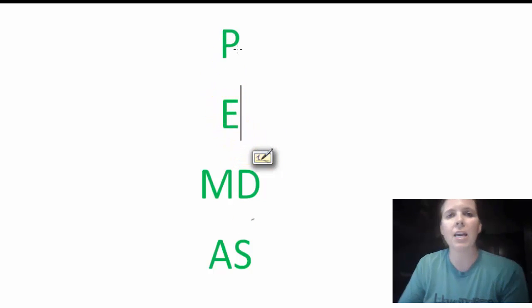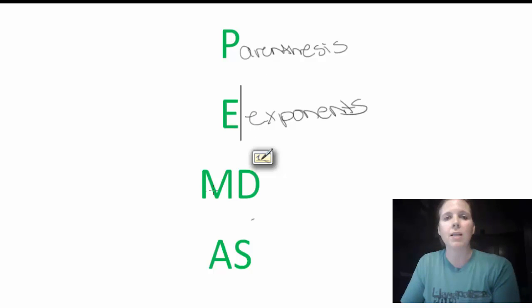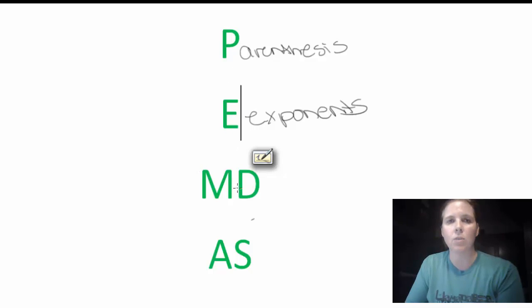Okay, so our P stands for parentheses. Okay, E is exponents. And I write it this way for a reason, because people tend to think multiplication comes before division, but it does not. Okay, so that's why I kind of wrote it down, but then I put these next to each other, because it is multiplication and division from left to right.